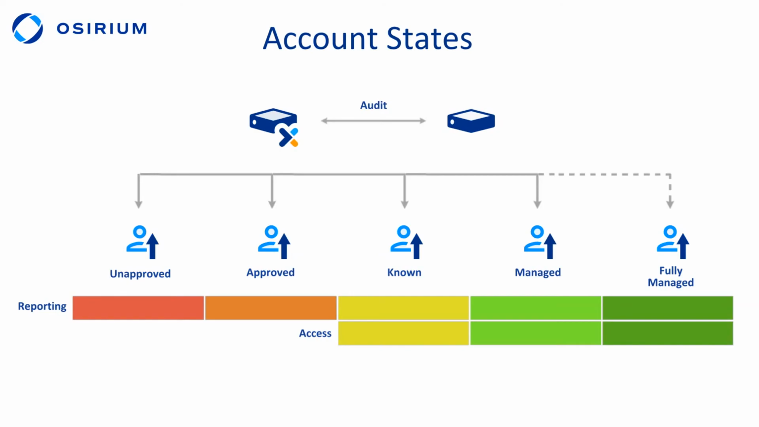So that's our 5 account states. All 5 are used for reporting purposes so that you can see the state of the accounts and what they look like in our audit trail. Only 3 of these can be used for access, because we need a minimum of known for the password to be available, or managed and fully managed if PAM is managing the life cycle of the password for us.